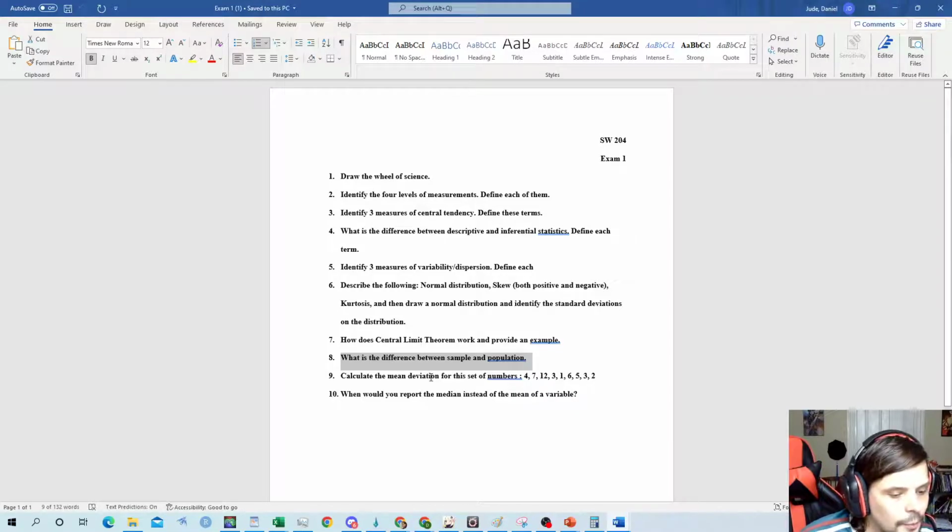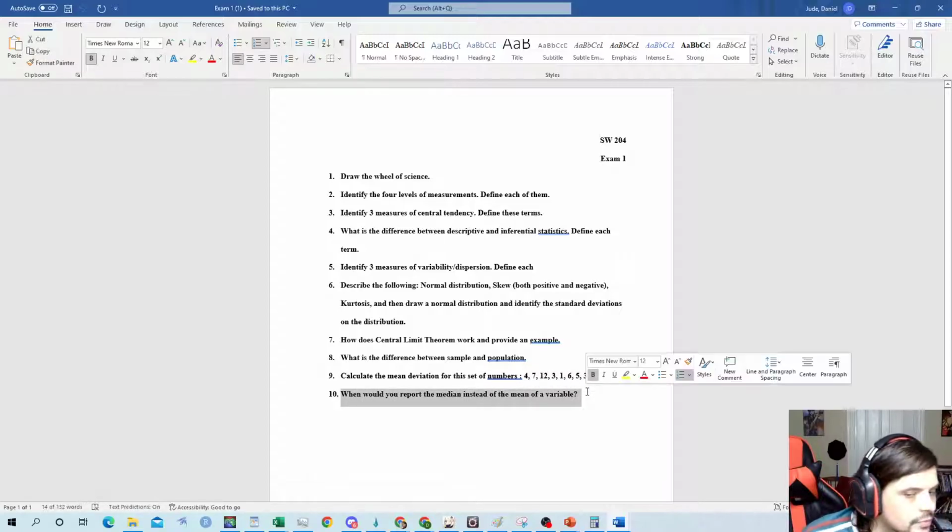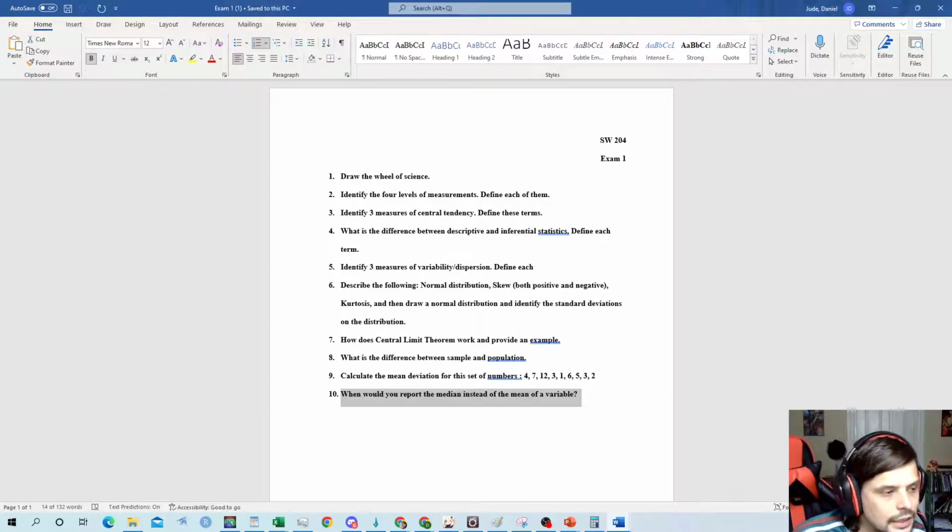Recall the pizza example in class. A pizza is a population. It's a whole pizza. And if you want to draw a sample of it, you take a slice. That's a sample. Then I want you to calculate the mean deviation for a set of numbers. And when would you report the median instead of a mean for a variable? That is the overview of the exam. It will be posted on Monday or Tuesday, and it will be due on Thursday. That's the lecture, and thank you.